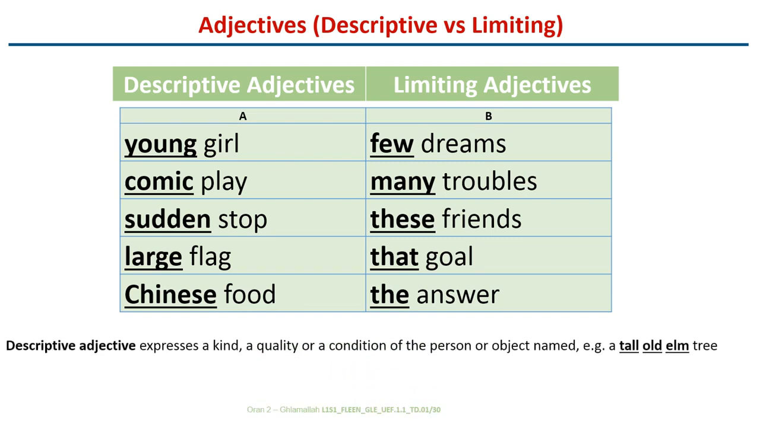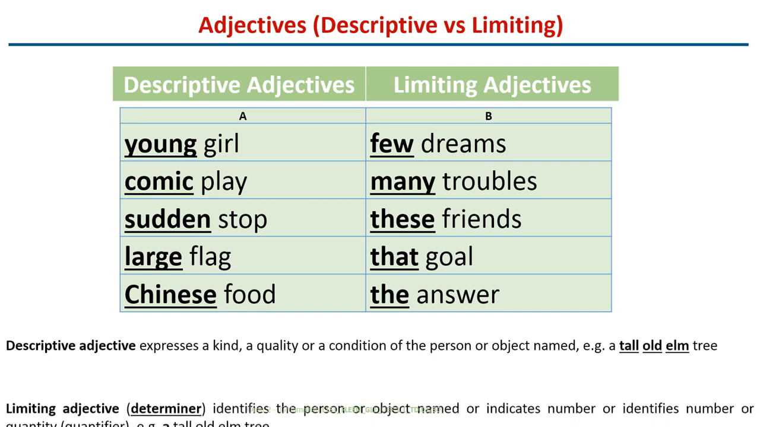A descriptive adjective expresses a kind, a quality, or a condition of the person or object named. For example, a tall old elm tree. Tall, old, and elm are three descriptive adjectives.